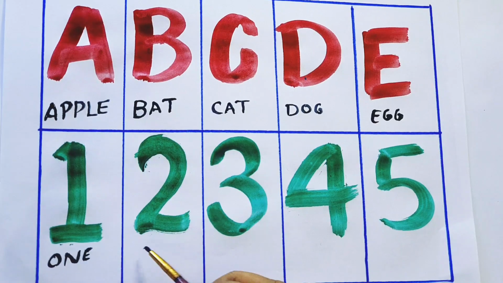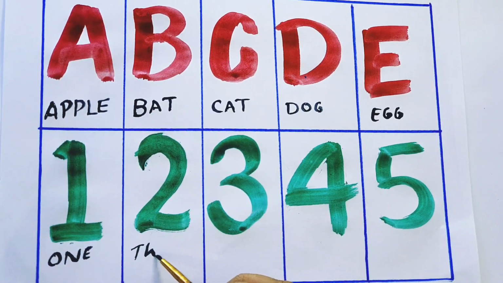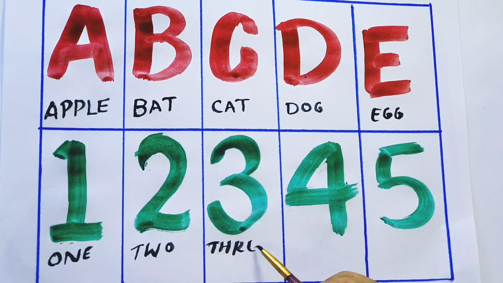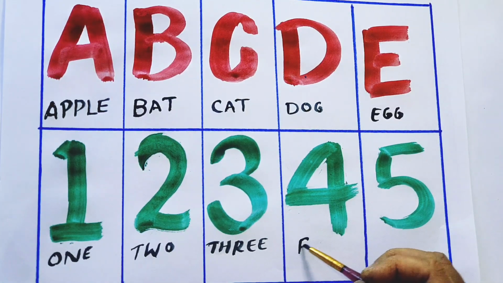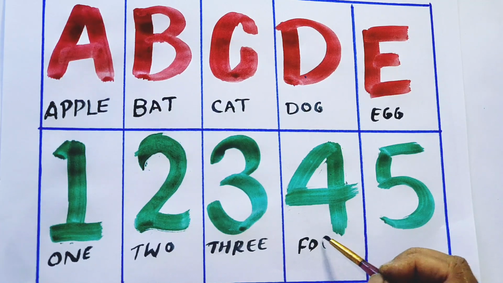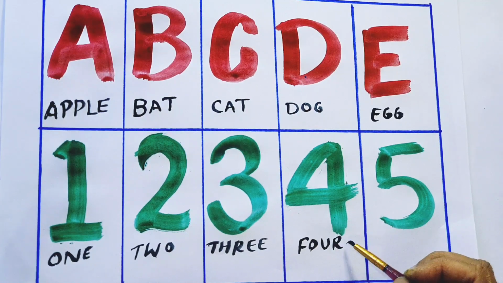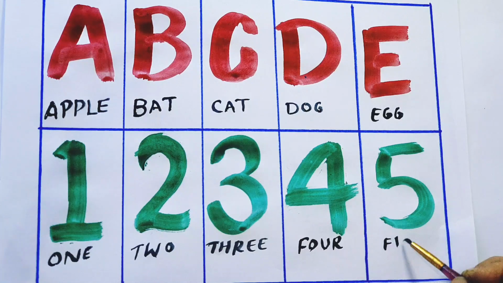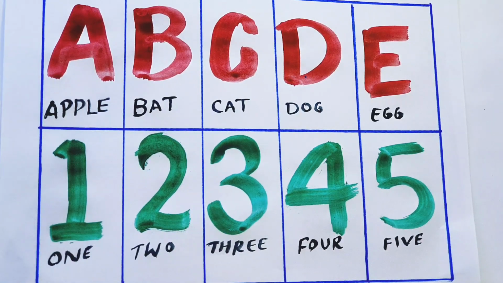O, N, E, 1. T, W, O, 2. T, H, R, E, E, 3. F, O, U, R, 4. F, I, V, E, 5.